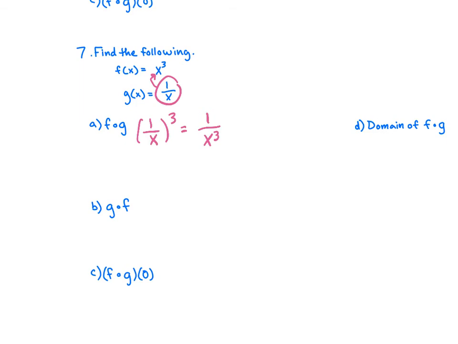For g of f of x, we would take x cubed and plug it into x in our g. So we have 1 over x cubed. Let me just leave it like that.